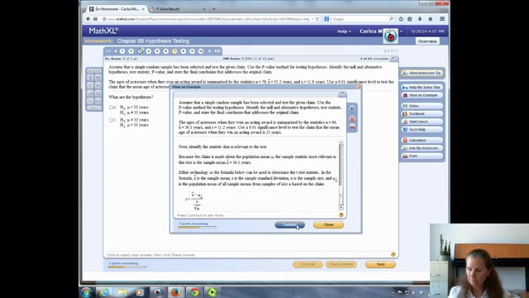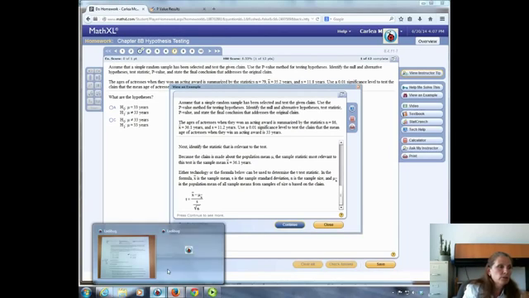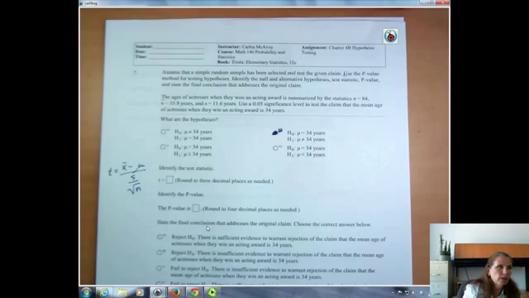There it is. It's coming. The t is x bar minus mu over s over the square root of n. We have all those values given to us, so we should be able to go back and find that.